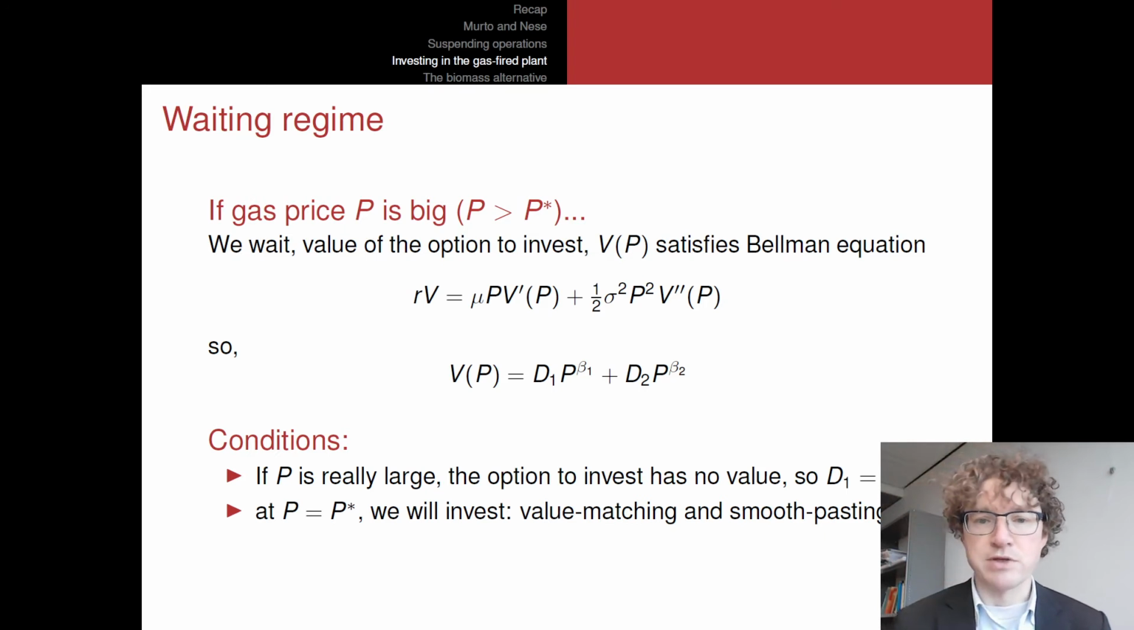So this option should approximate a value of 0 whenever P goes very big. So that means that D1 must be 0 here. So we can actually get rid of this D1 term. So the only term here that's left is this D2 term. So the value of this option is going to be just this term, essentially. And we still have to figure out how big D2 actually is.